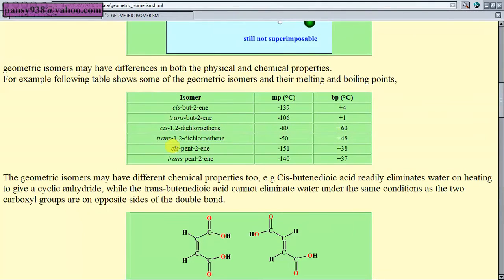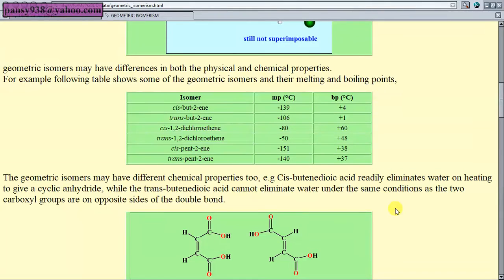In the case of cis-pent-2-ene, the melting point is minus 151 and its trans isomer has a melting point of minus 140 degrees Celsius. Although the boiling points have only a very little difference, there is a difference in both of the isomers. This table shows that there are clearly very different melting points and boiling points between the cis and trans isomers.